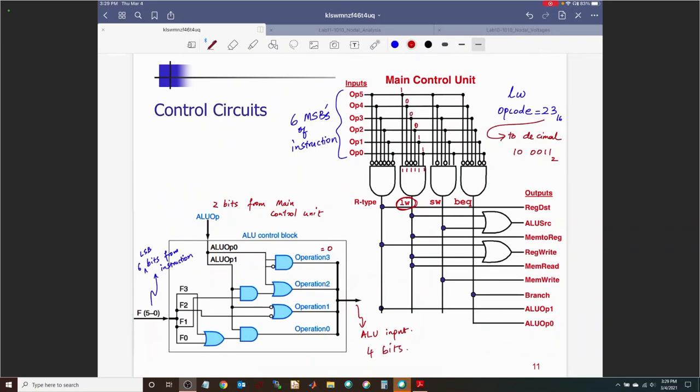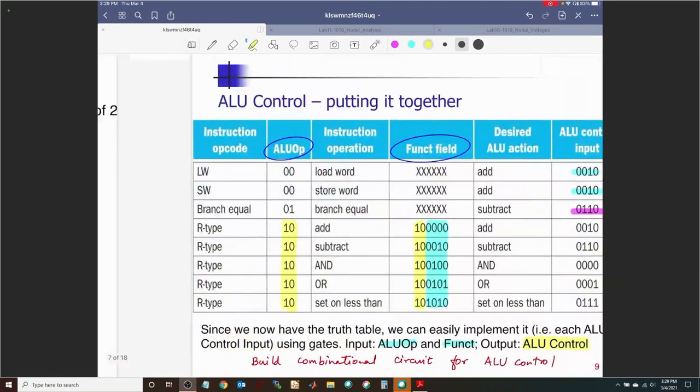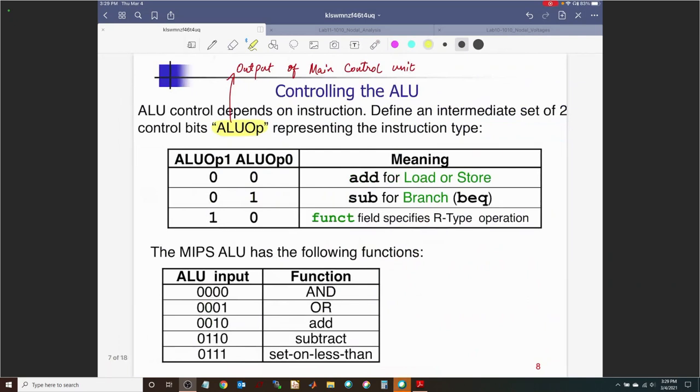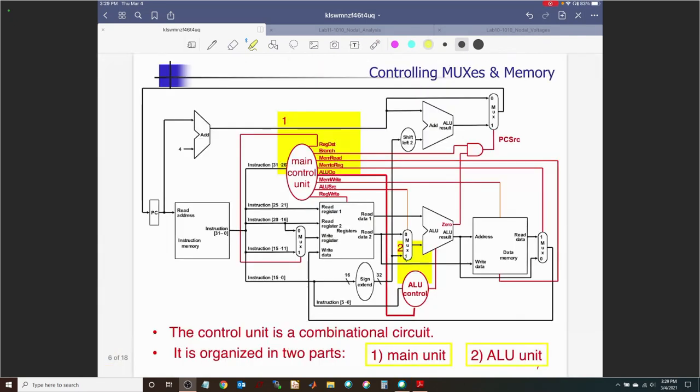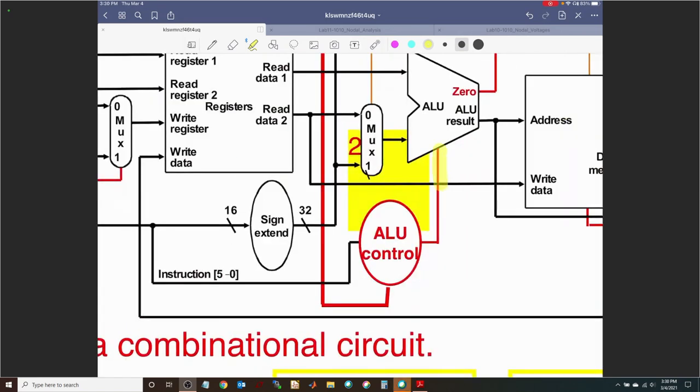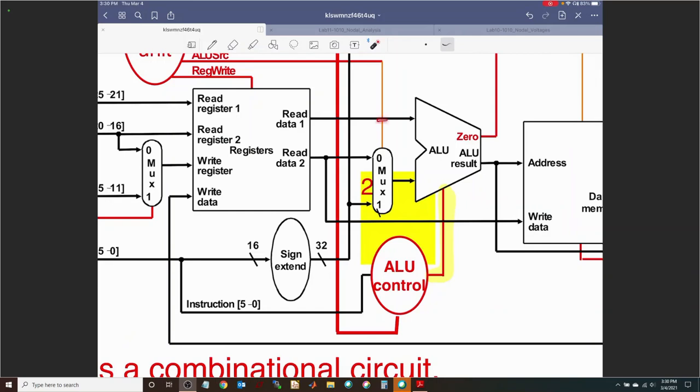So it might be confusing about ALU input. So ALU control input, right? So this is essentially referring to this guy, and it is referring to this line right here. Okay? So those are not data. Those are not operands. That's the ALU control.